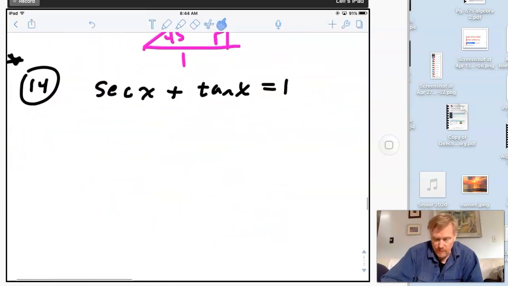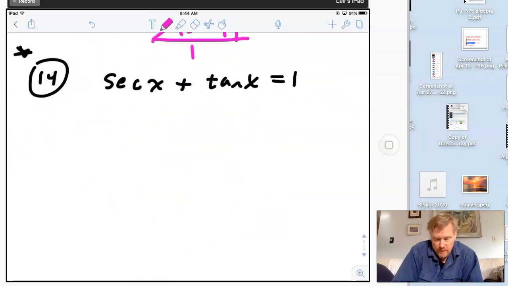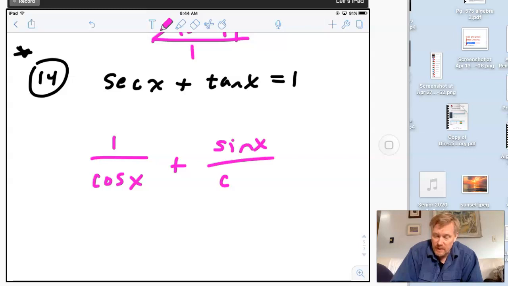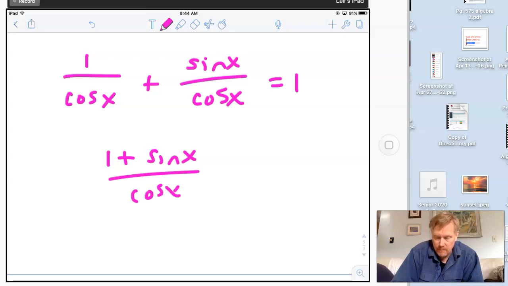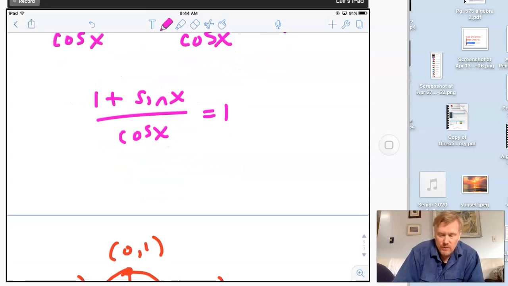This is my last one, and it's kind of cool because I'm going to switch these into their inverse functions. Secant is 1 over the cosine of x. We just said that the tangent is the same as the sine over the cosine. Now I have common denominators, so I can add these numerators together and put them over the same denominator. Here's where it gets a little more interesting. I got two things that equal 1 over 1.